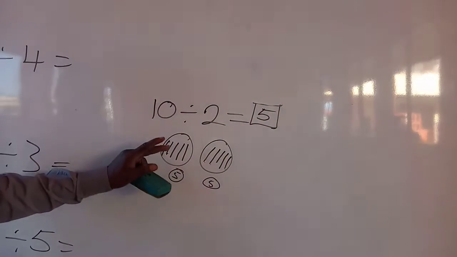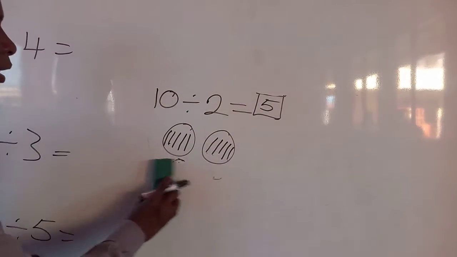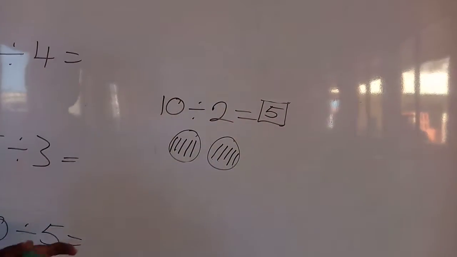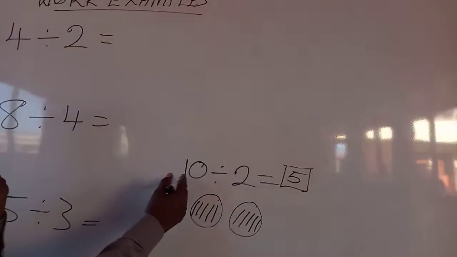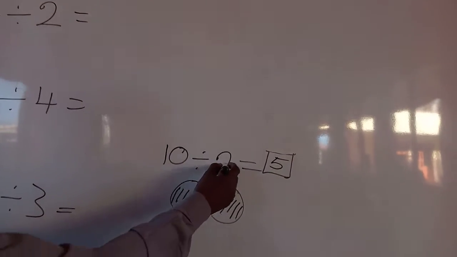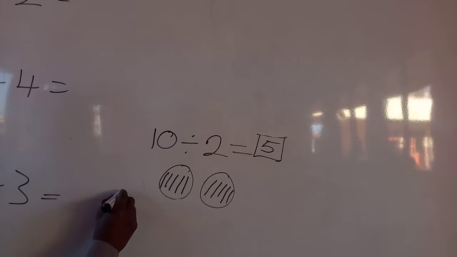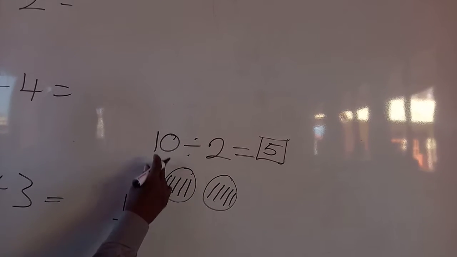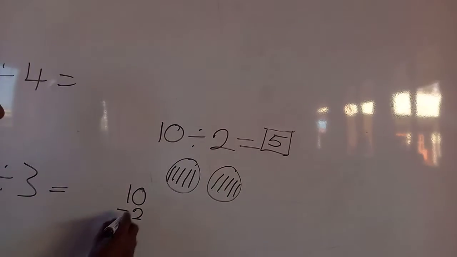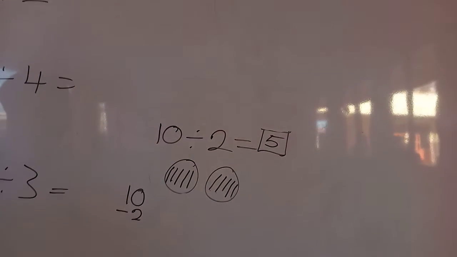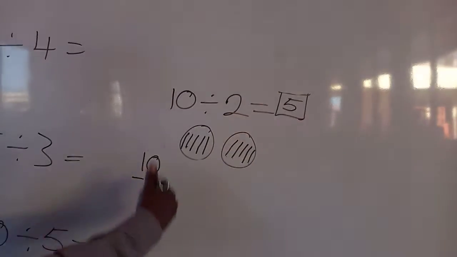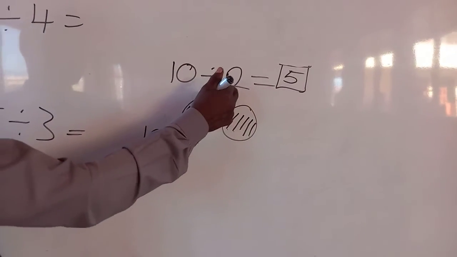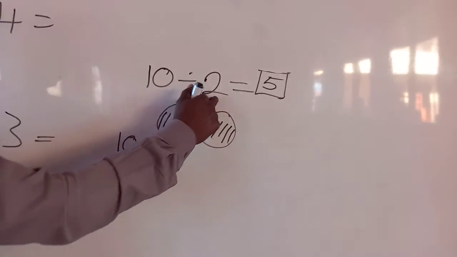Now, let's leave this example here and use the method of what? Repeated subtraction. Okay, let's use 10 divided by 2. This is 10. Repeated subtraction, so 10 minus 2, until you get 0 before you stop. You keep subtracting until you get 0, or until the number is smaller than what? 2.